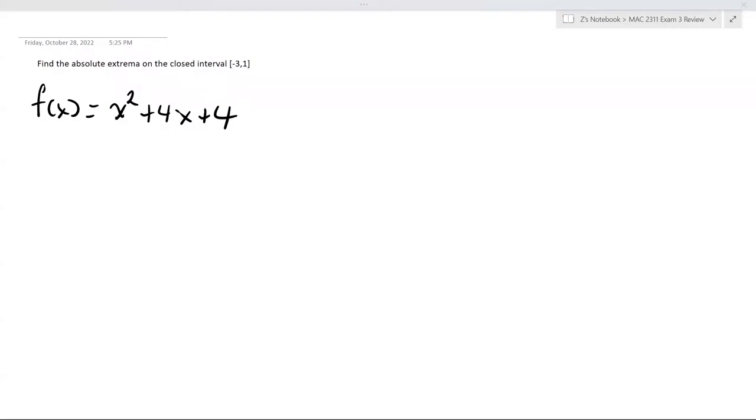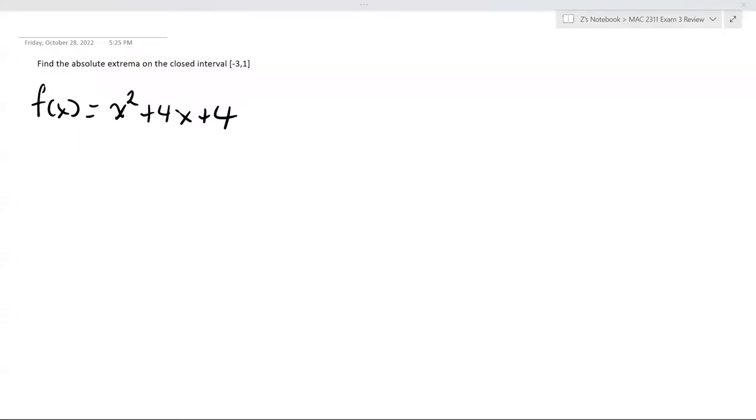For this problem, we're being asked to find the absolute extrema on a closed interval. So in this class, when you're asked to find absolute extrema, it's always going to include a given closed interval. And we're given the closed interval -3 to 1. So it includes -3 and 1.